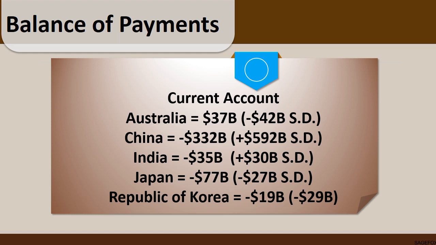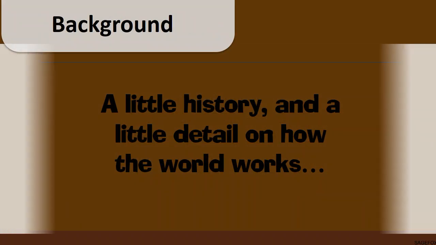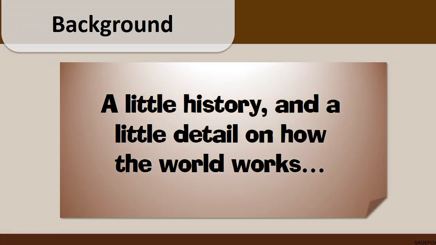Australia, we had a plus 37, but a $42 billion statistical discrepancy. Right? China, we had a $332 billion trade deficit, but the statistical discrepancy was $592 billion. India, Japan, Korea, we have trade deficits with them, but we also have these very large statistical discrepancies that mean we're having trouble figuring out what's really going on between us and them. Okay? So a little history now, a little detail of how the world works, going back into time.